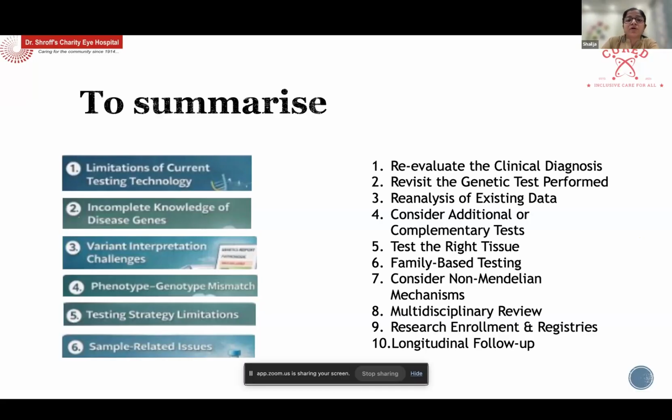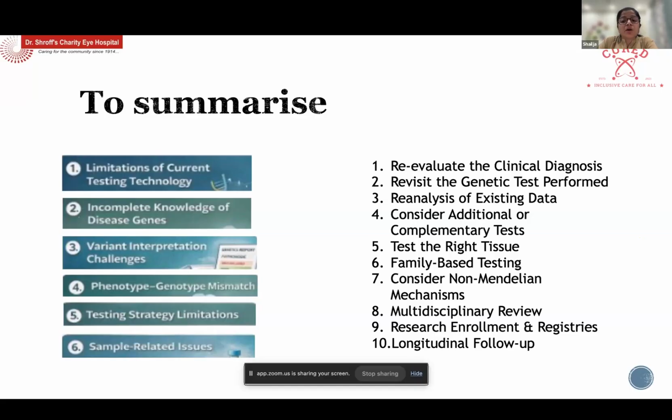For example, if you have done a whole exome and you think it's a deletion or duplication, go ahead with chromosomal microarray. Test the right tissue, which will need an understanding of the biology of the disease. You can have family based testing. If multiple family members are affected and one gets a negative result, you can test other family members, you can test the non-affected people and affected people to get an idea of what is happening in the family.